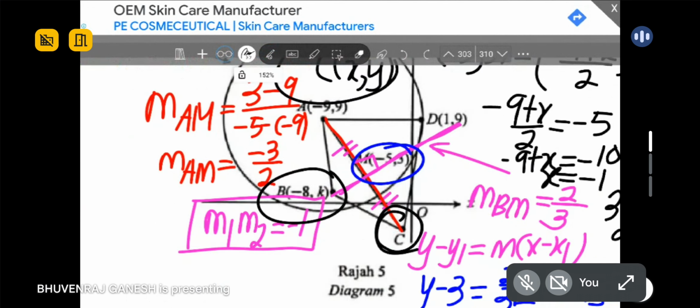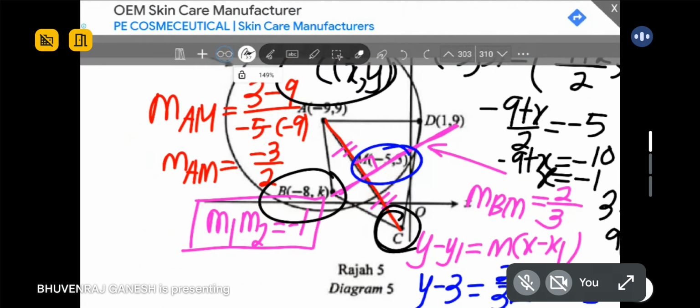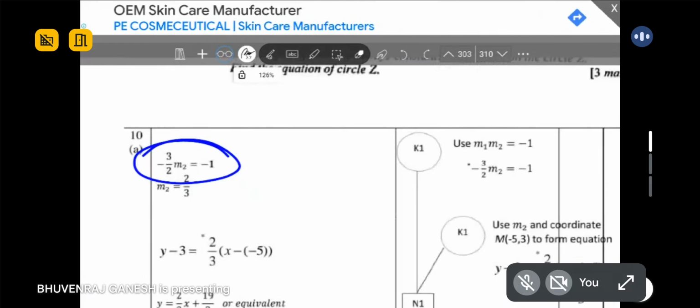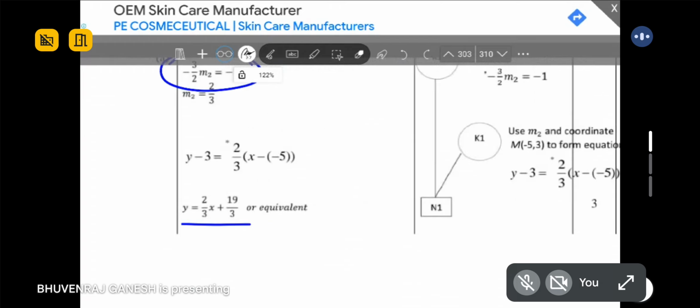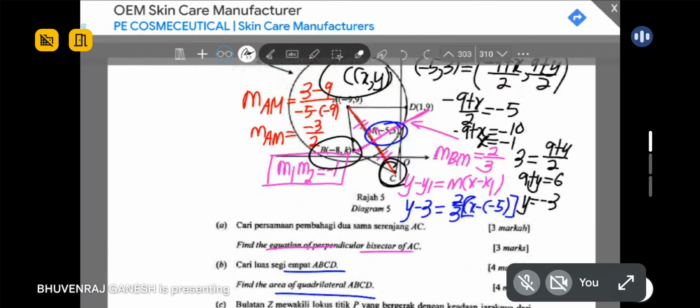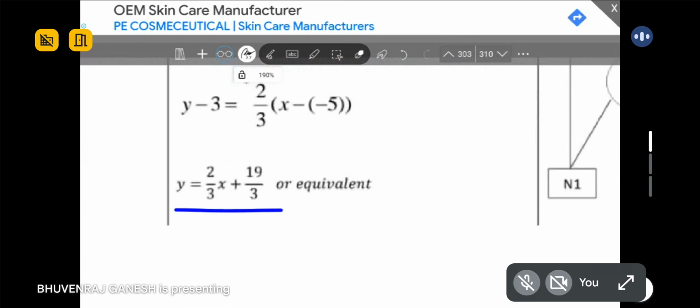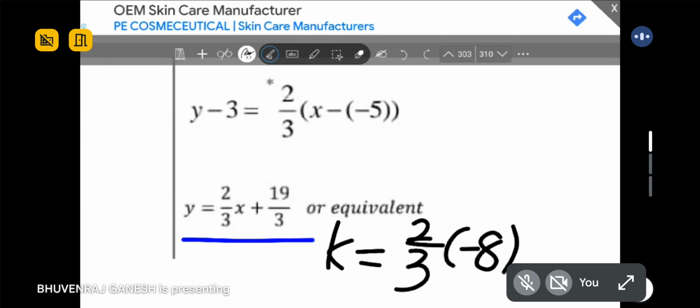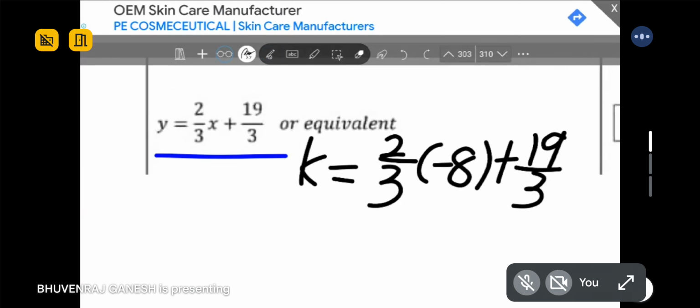Kamu kena cari nilai K. How to find the K value? Very simple. You can use this equation. Am I right? You already got this equation. So you just need to sub, guys. Gantikan. X equal negative 8, y equal to K. So that you can find the value of K. So what is your answer? You should get 1. Okay, K sama dengan 1.